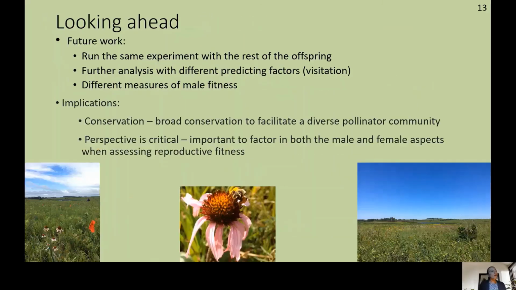So looking ahead, I would like to run the same experiment with the rest of the offspring, so the offspring that resulted from the other 3 days of the field experiment. So actually, I would like to perform further analysis with different predicting factors. So as I mentioned, MasterBayes is able to run a predictive model based on the input of different variables. Here we used our pollinator groups and the number of anthers presenting on a given day, but we were not able to factor visitation into this model, which would be interesting to look at moving forward. Additionally, I'd like to investigate other measures of male fitness. Our lab is looking for other ways to measure male fitness, so if you have any suggestions, please send them our way.